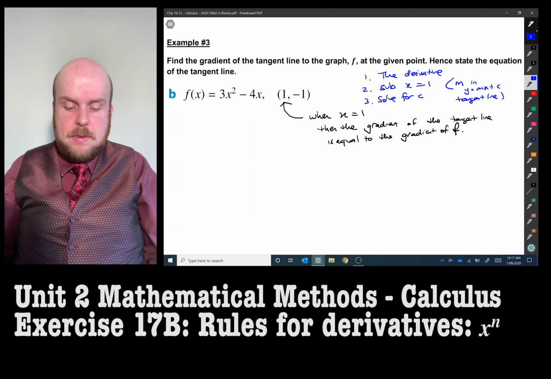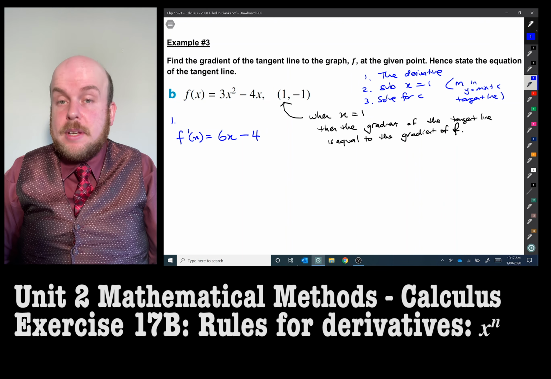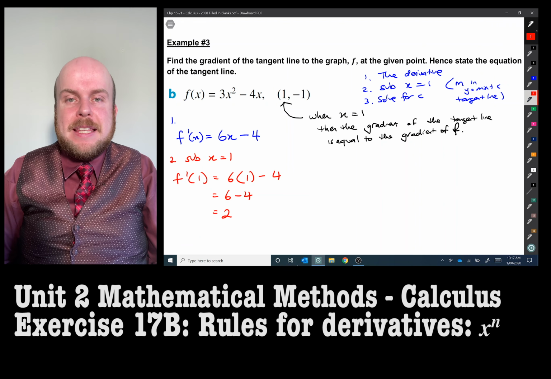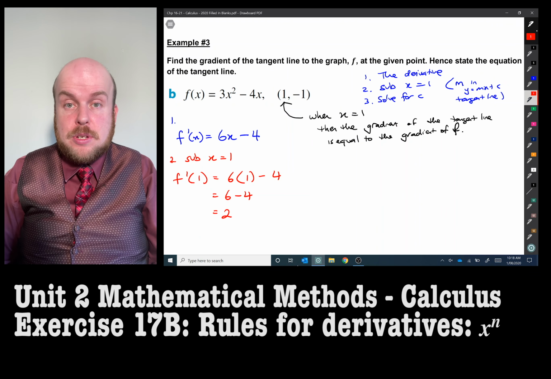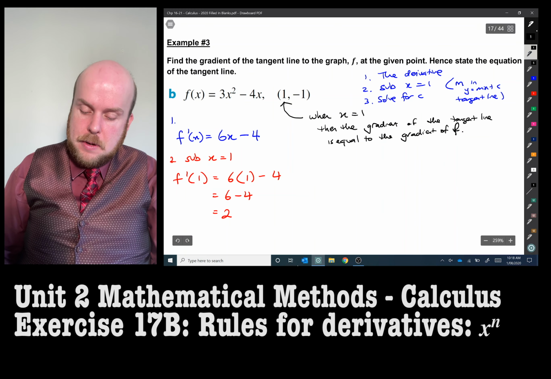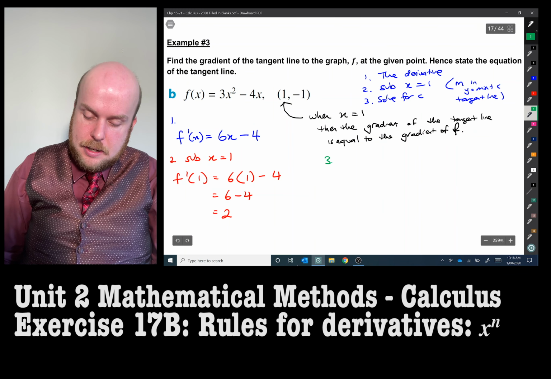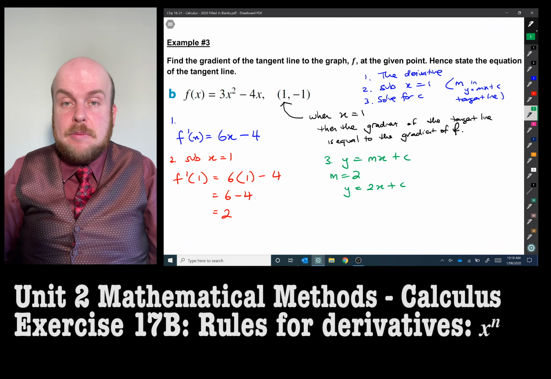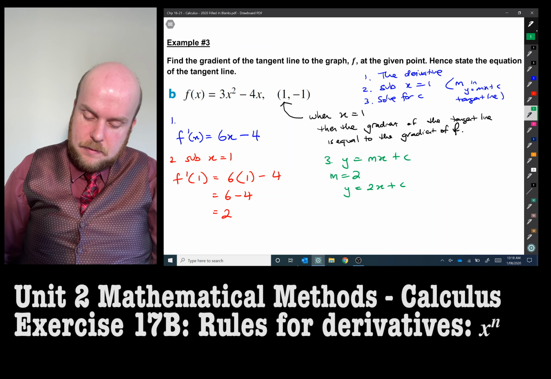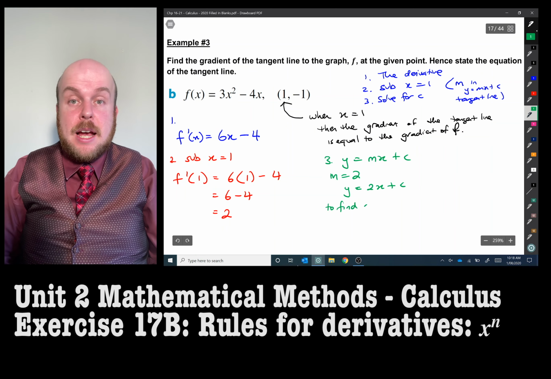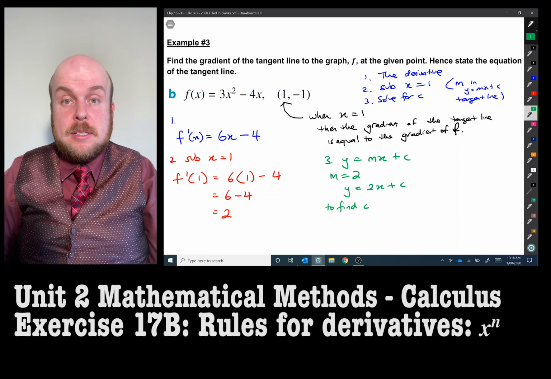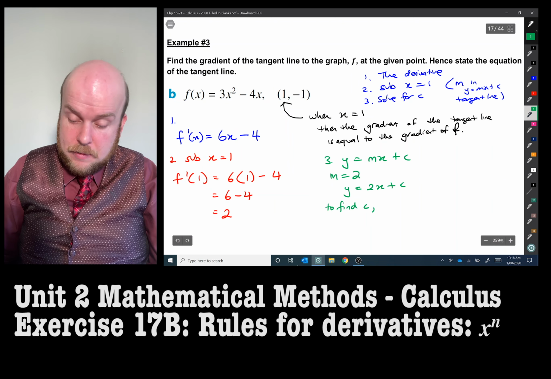So let's find the derivative. There's the derivative. Now to sub when x equals 1. So this answer of 2 is going to be the same gradient as the equation of the tangent line. So when I write my equation of my tangent line, m will be equal to 2. So now I just need to find c, which is the y-intercept of the tangent line. To do this, to find c, we need a set of coordinates, if you remember that from chapter 2. So what better than the coordinates they've given right in front of us?